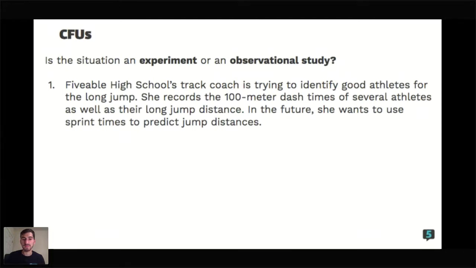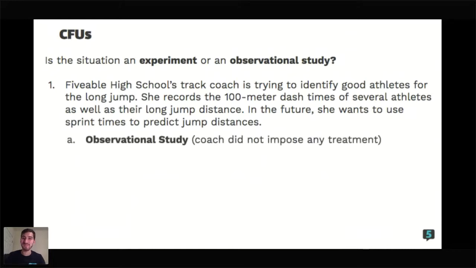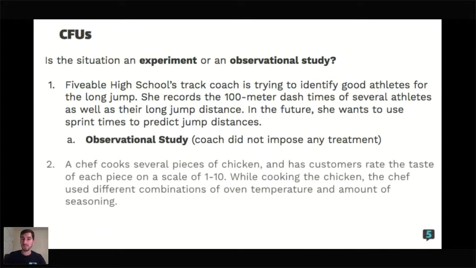All right. And I hope that you were thinking, well, I don't think the coach really assigned anything here. She didn't. She just observed what was going on. She recorded a bunch of data without giving anyone any real assignment there. This is an observational study. What about the chef situation? I'll let you read that again for a moment and decide if this is an observational study or an experiment. About 5 more seconds.